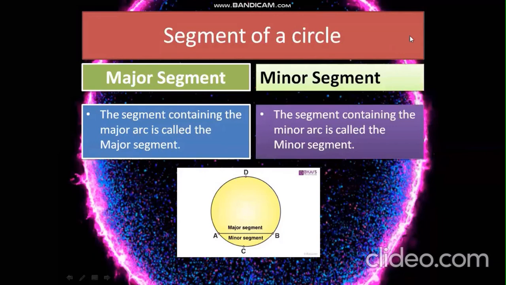Next, we see the segment of a circle. Now we saw major arc and minor arc. Here, in the picture, you see A and B, and AB is a line segment. It divides the circle into two parts. The smaller part is called the minor segment and the larger part is called the major segment. The major segment is surrounded by the major arc and the minor segment is surrounded by the minor arc.